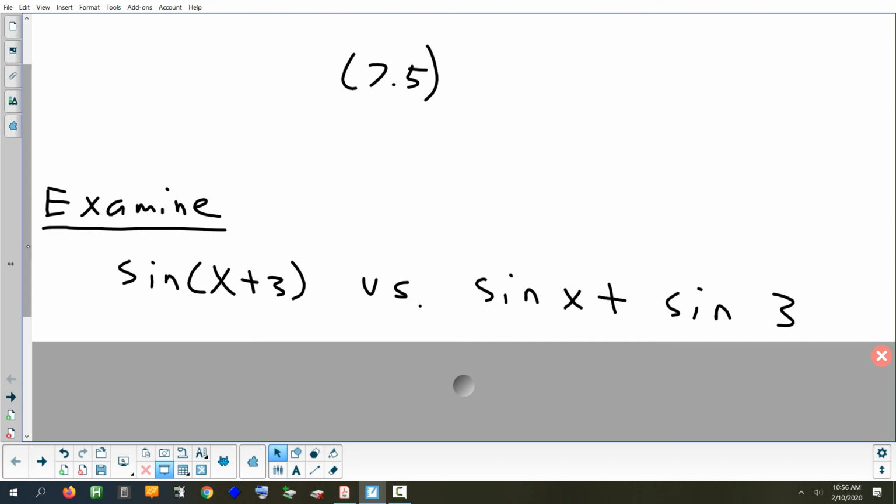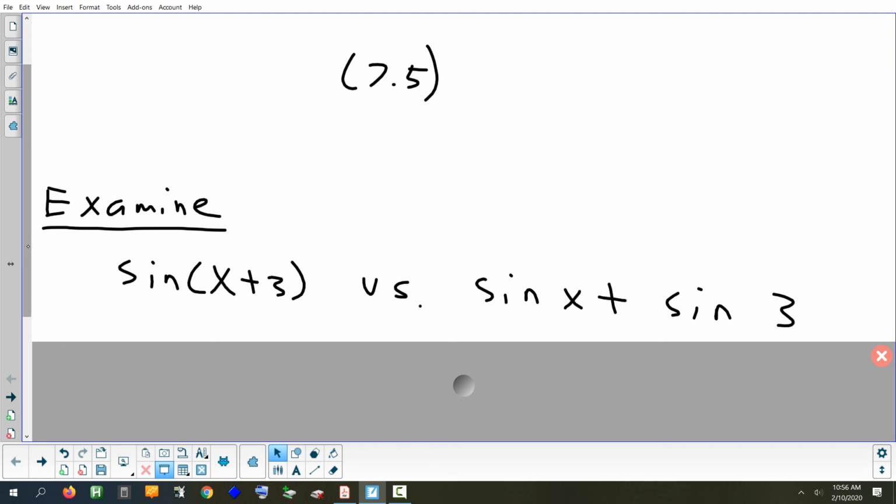So, first thing is, let's look at those two things. One of them is sine of x with a plus 3 inside the argument, and then the other one has plus sine 3 on the end. It's almost like you tried to distribute the sine. So we're going to see, can you do that?